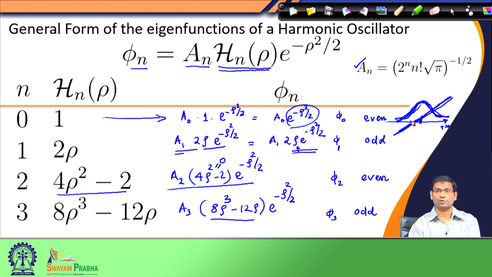The third eigenfunction of the harmonic oscillator can have two nodes, because I have got a second order polynomial here. Therefore, at two different values of rho, the Hermite polynomial will become 0, and therefore the wave function will become 0, and I will get two nodes in this third eigenfunction. And similarly, for phi 3, I will get three nodes, or at three different values of rho, the wave function will become 0. Next, we will discuss how these wave functions appear.